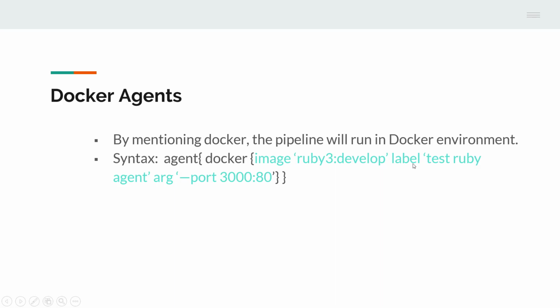If you want to create a label for your Docker agent, you provide label and the name of the label, like in this example, test Ruby agent. And if you want to pass any argument, you can pass it like this, hyphen p, and then the port which you want to open, for example exposed port 80. So that's how you can create your Docker agent. Now let's go and create a demo.